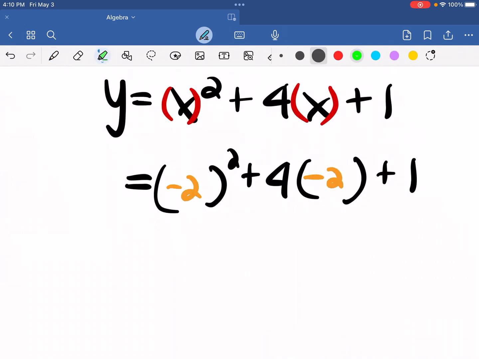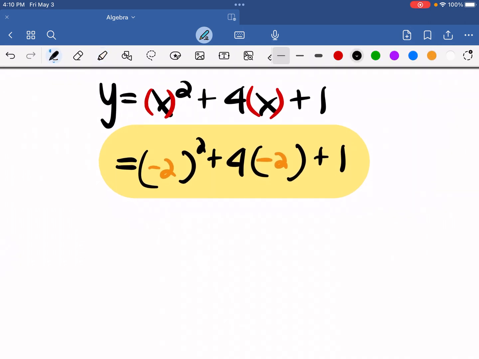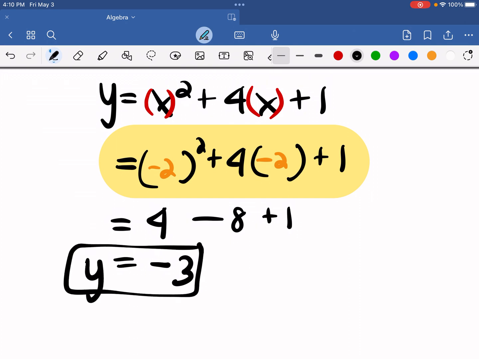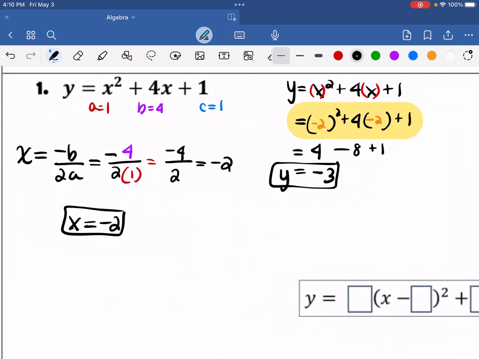Now you put all of this in the calculator and it's going to multiply and add for you. You can put it into Desmos, or if you're good at multiplying, you can solve it. Negative 2 times negative 2 is 4. 4 times negative 2 is negative 8, and then add 1. So now you're just doing 4 minus 8 plus 1. That would be negative 4 plus 1, which is negative 3. Y equals negative 3. This is our answer to y. So the vertex is at negative 2, negative 3.